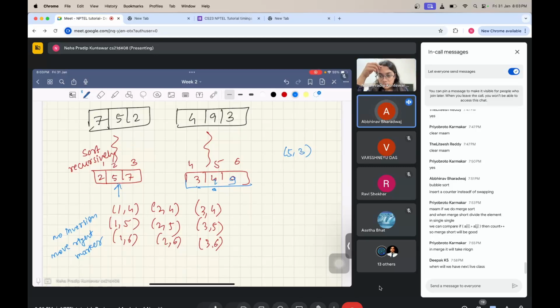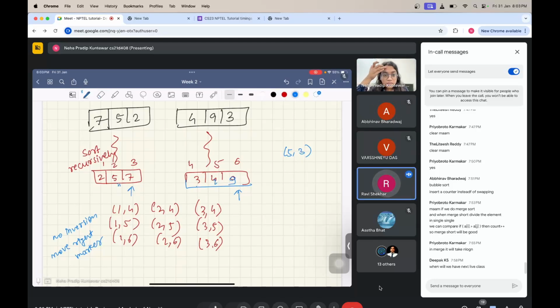Now we check with 5 till we approach a bigger element, that is 9 here. If there were more elements next to 9, there was no point in checking them, because they don't form an inversion already. So now we increment the left pointer again and repeat this process.